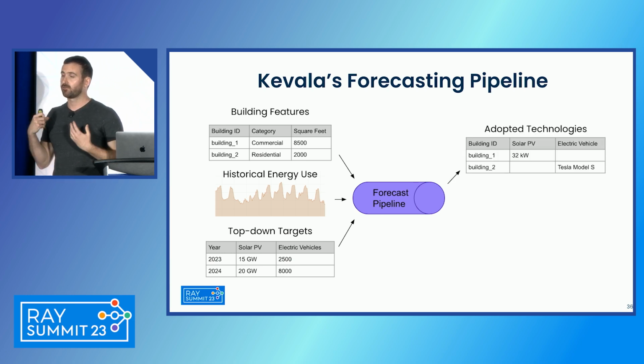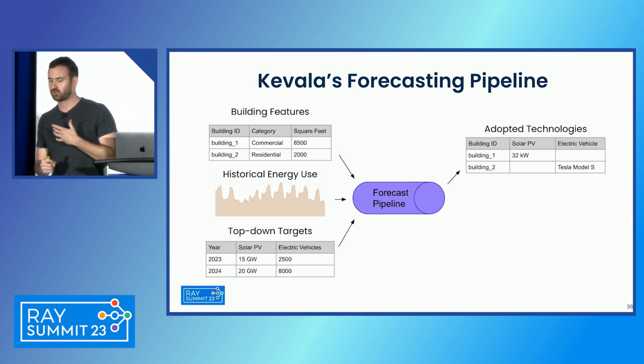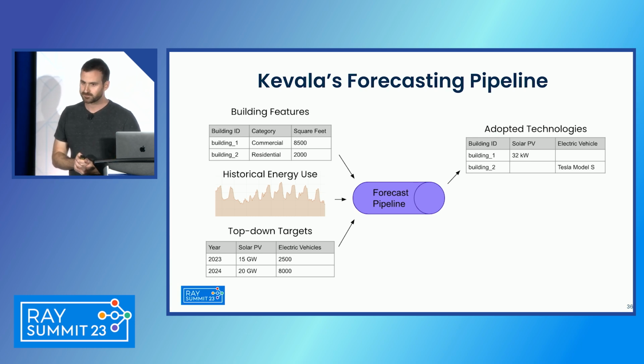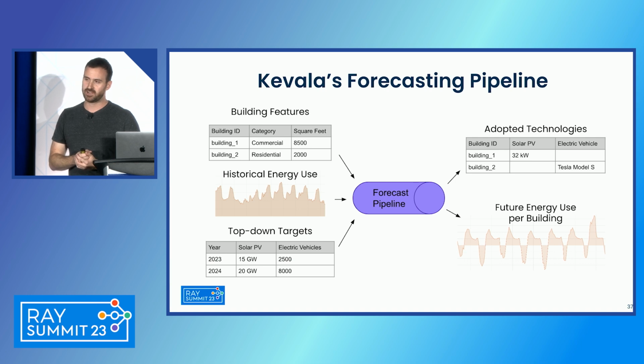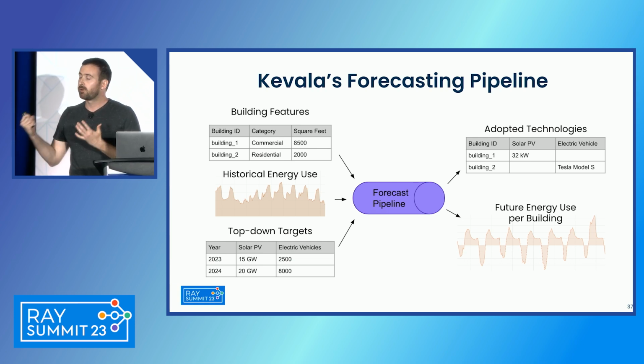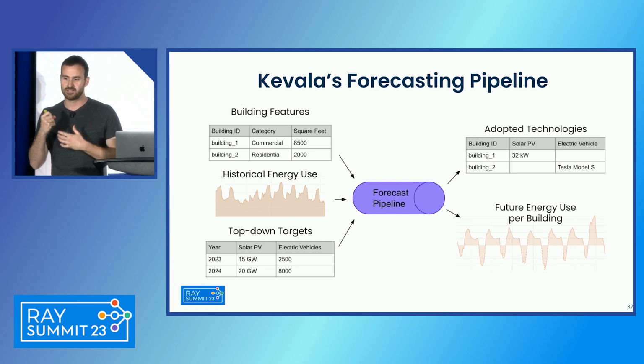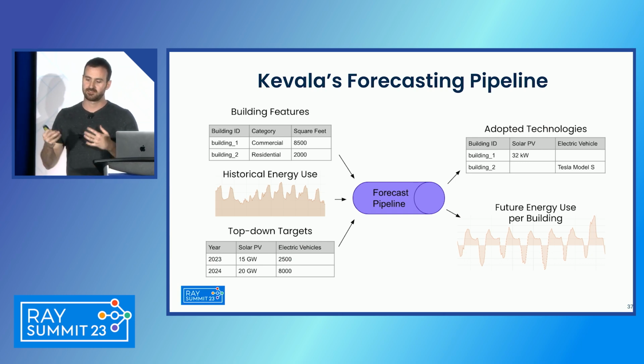And so from these inputs, we'll predict the technologies that might be adopted at specific buildings. This can include the specific types of renewable energy and capacities or a specific electric vehicle. And we'll also predict the future energy usage of each of those buildings. The goal here is not to get 100% accuracy, because that's certainly not possible. But the goal is to create a representative scenario that can be used for planning purposes to identify problem areas and do more detailed geographic analysis of what the impacts are of these targets.